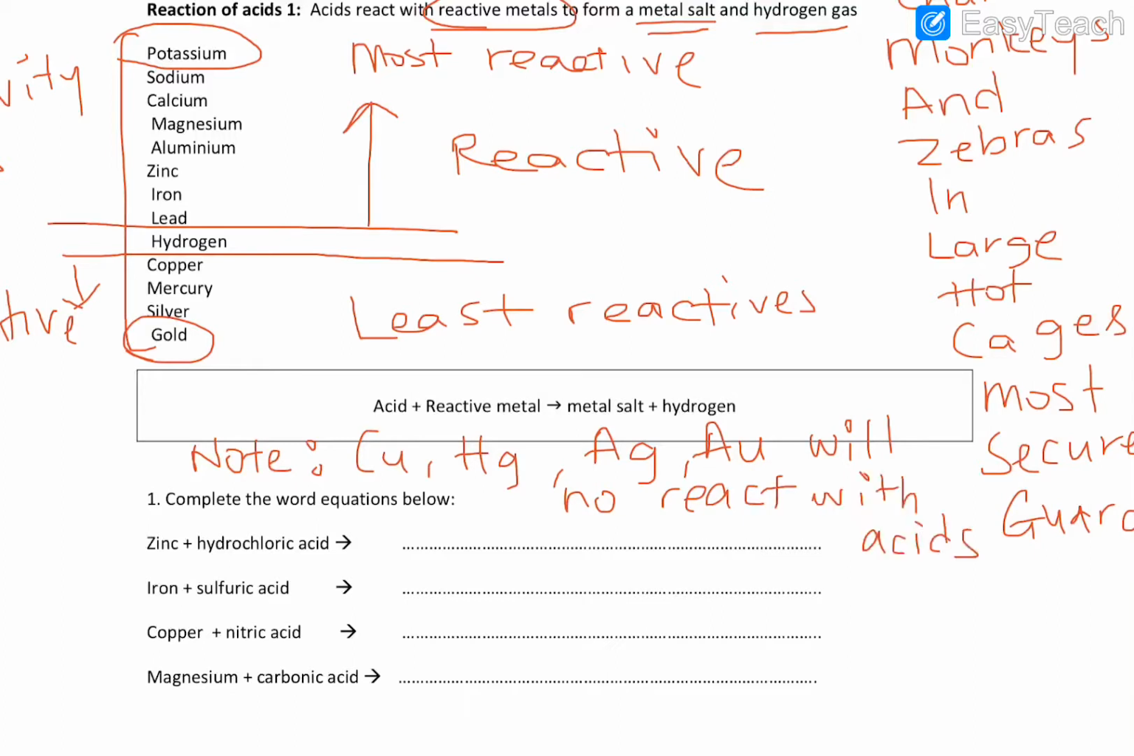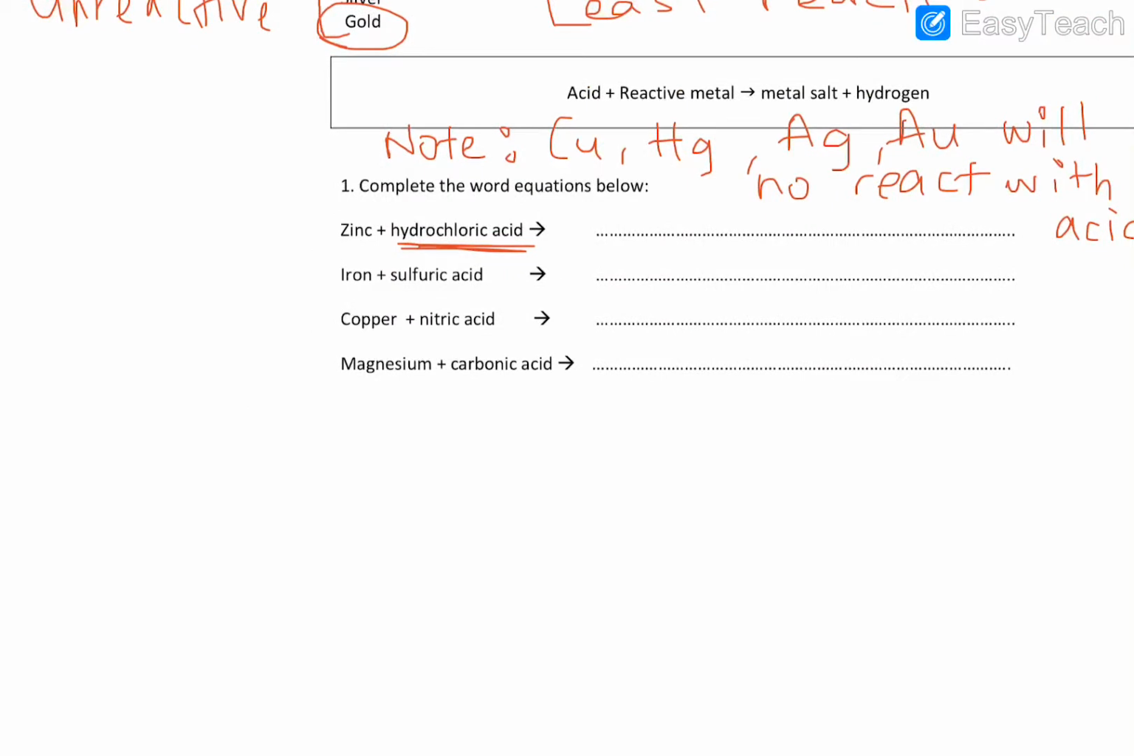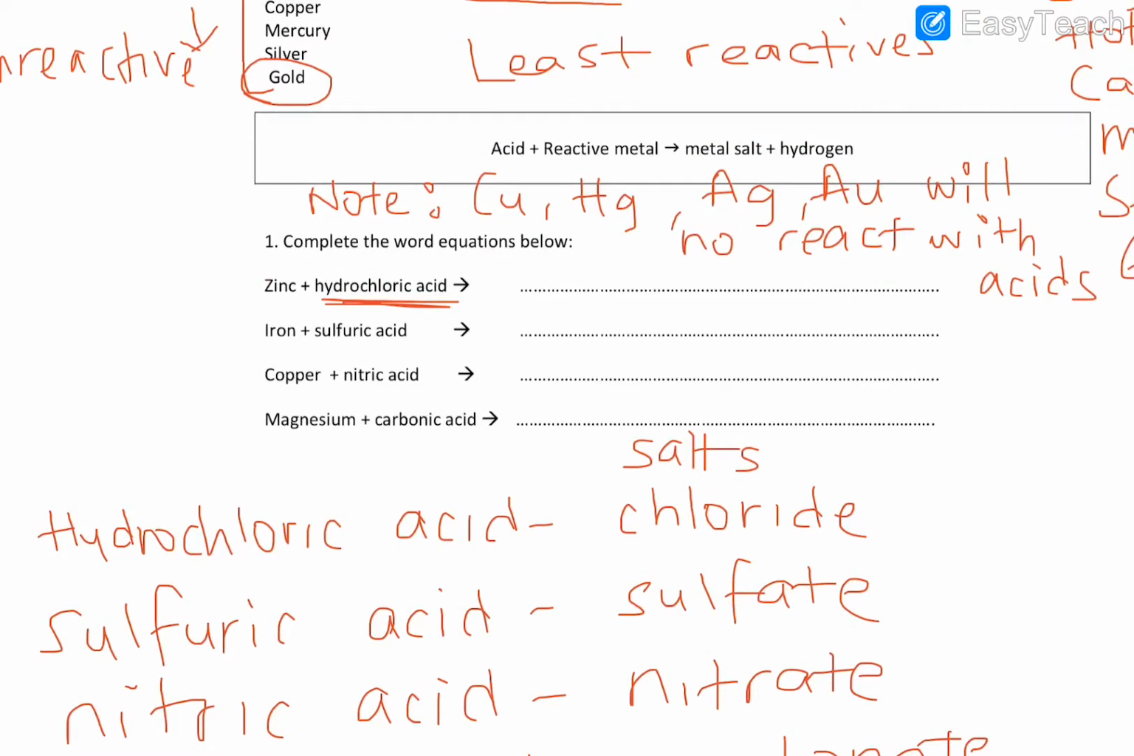Okay, so zinc plus hydrochloric acid. The salt of hydrochloric acid is called a chloride. So you can have a little note: hydrochloric acid forms chloride, sulfuric acid will form sulfate, nitric acid, nitrate, carbonic acid, carbonate, phosphoric acid, phosphate. These are the names in which the salts end. So zinc plus hydrochloric acid is going to give you zinc chloride plus hydrogen gas.